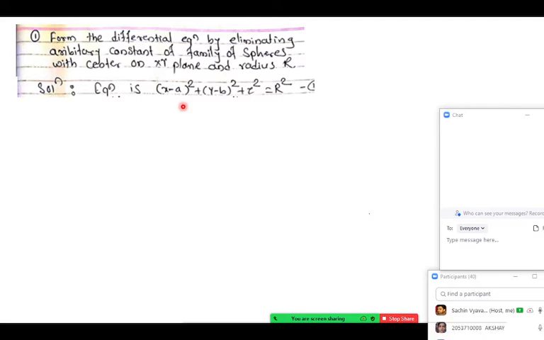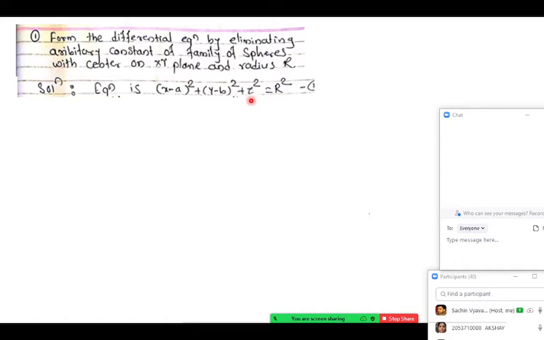Akshay, yes, you can tell me. Partial with x. 2 into x minus a, plus 0. Very good. And sir, what's this, it is z, no? It is z. Oh yes, sir, plus 0 is equal to 0.